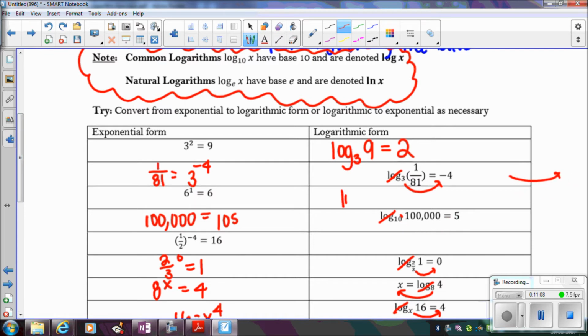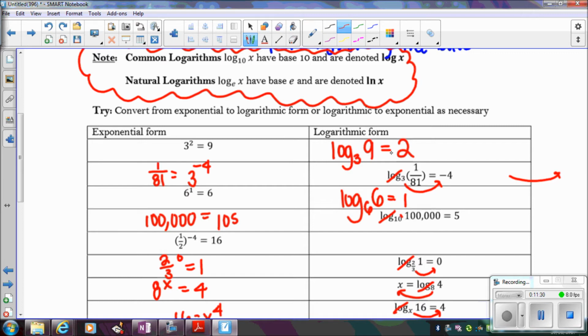So log, remember that your base is going to stay the same. So the base is 6. Your log is always going to equal the exponent, and then the other piece is this number right here. So that's what you're taking the log of. So 6 raised to what power will give me 6? That's what log is saying.